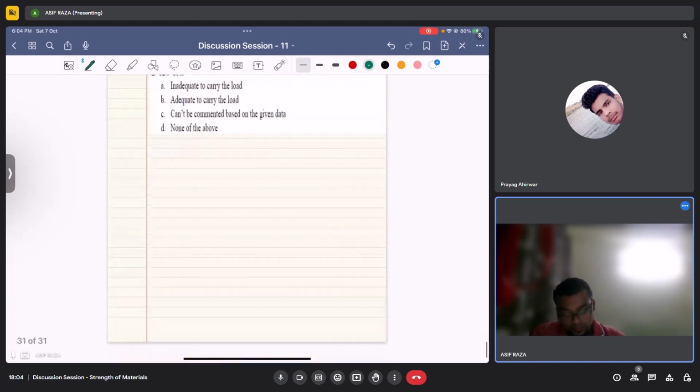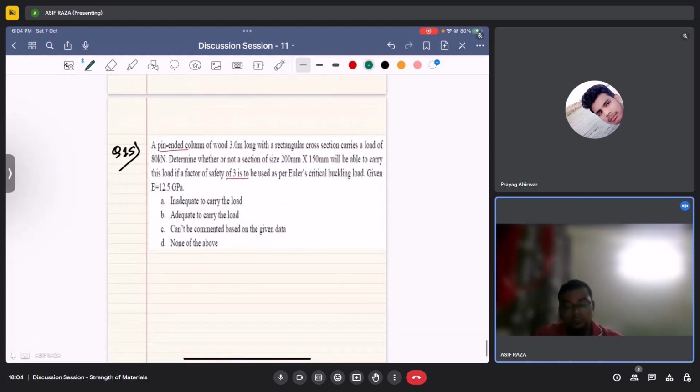And for this question, I've already told you that it's similar to what we have solved earlier. It's just that the boundary condition is changed and the factor of safety is changed. So I hope this can be solved easily. With this I would like to wrap up the session here. If you have any doubt, you can ask.